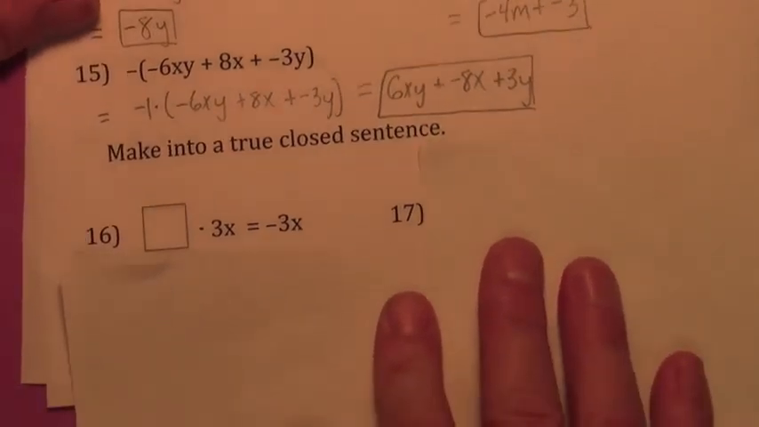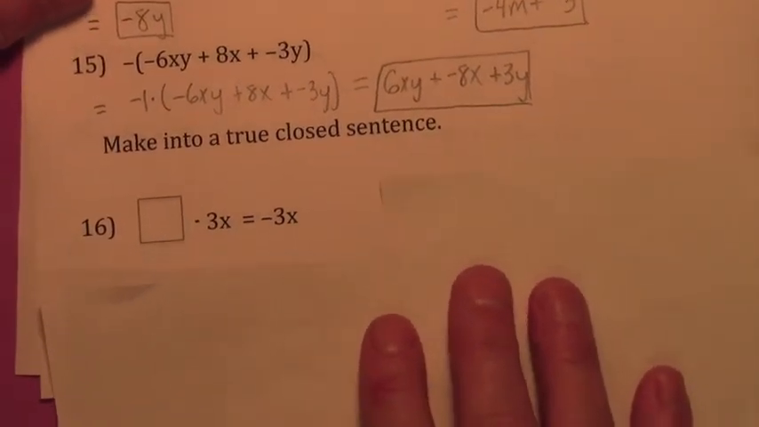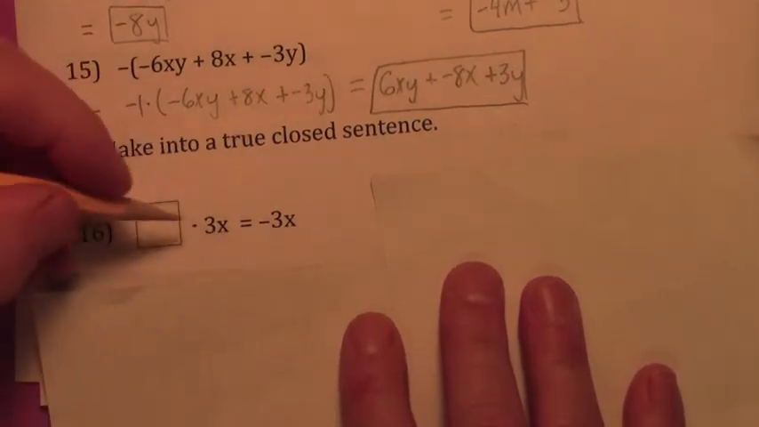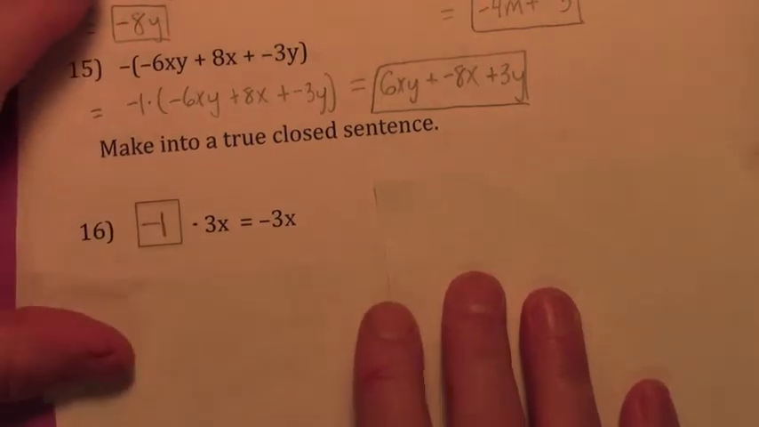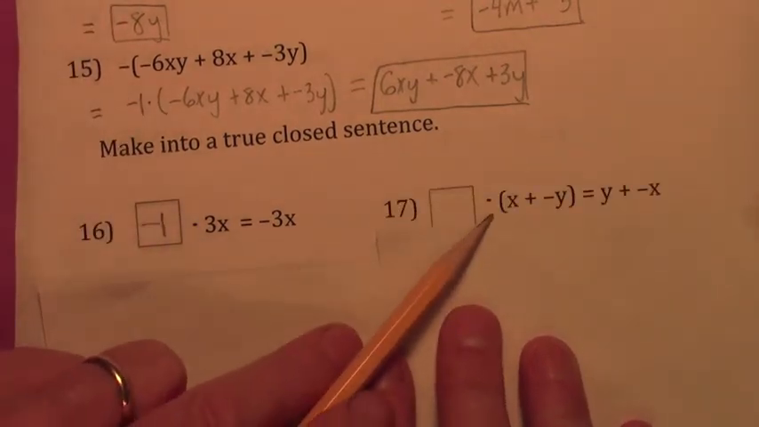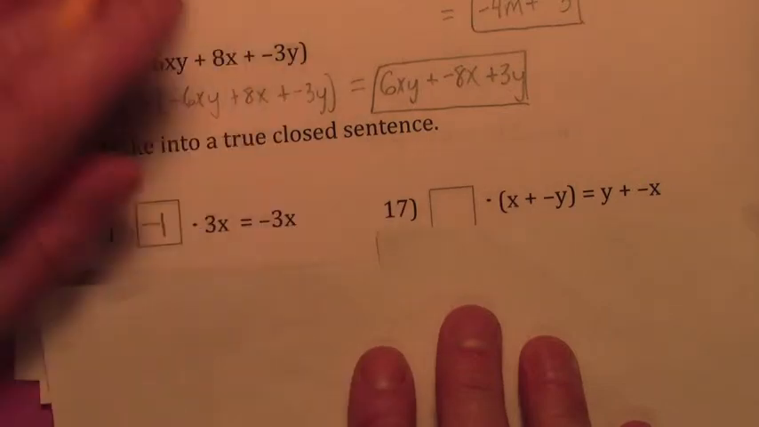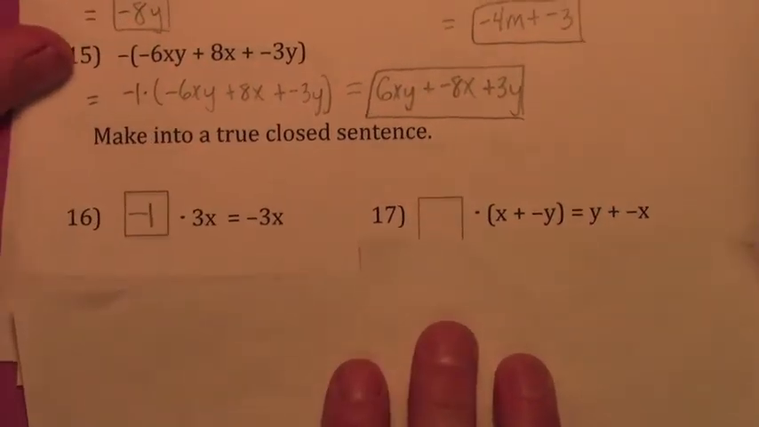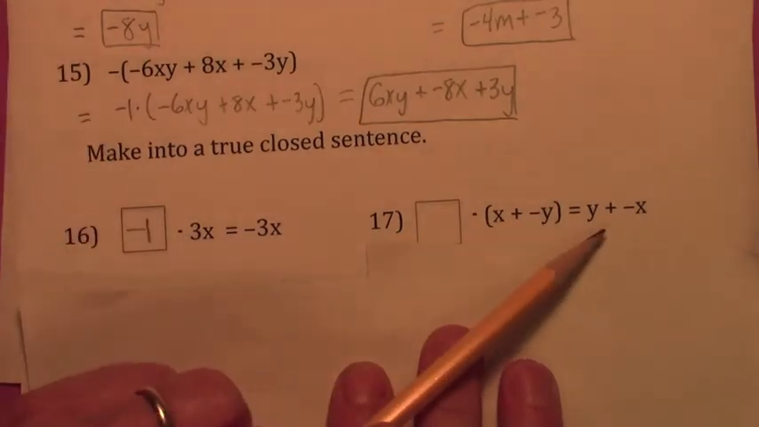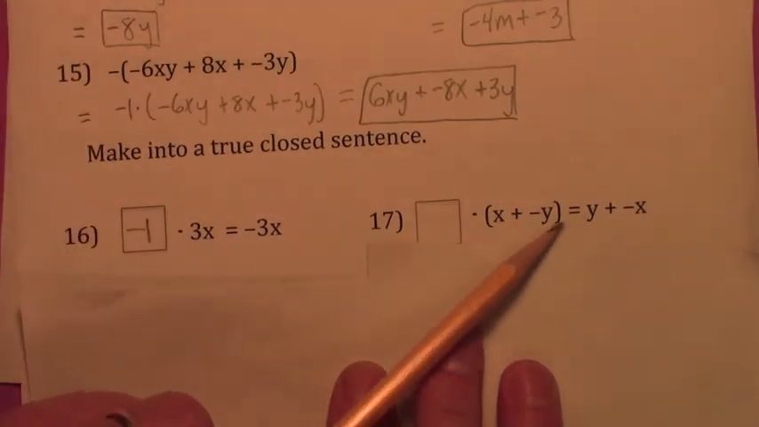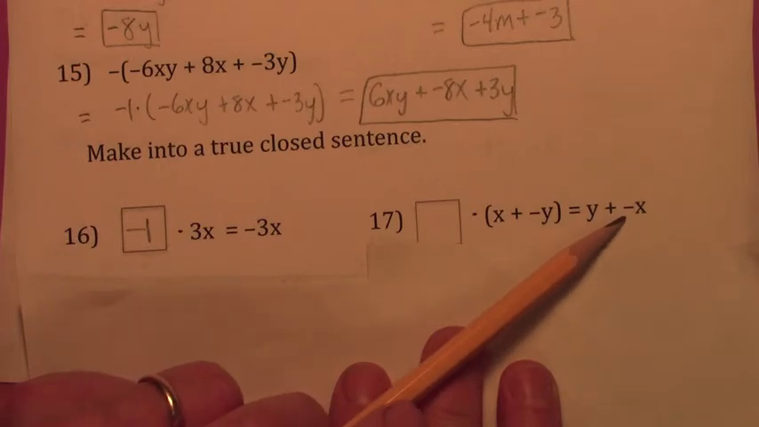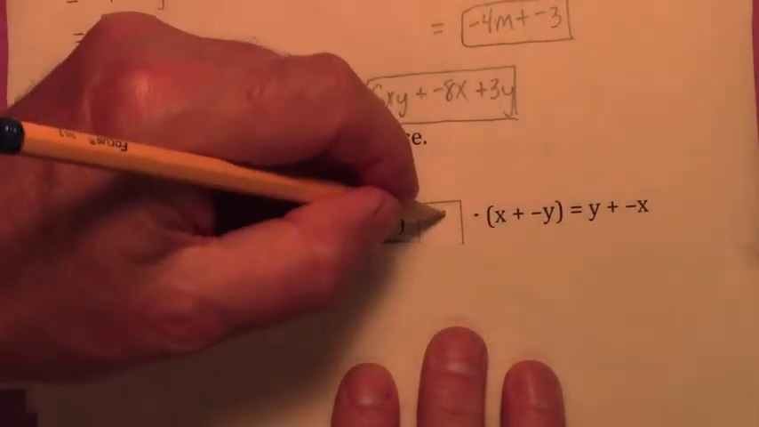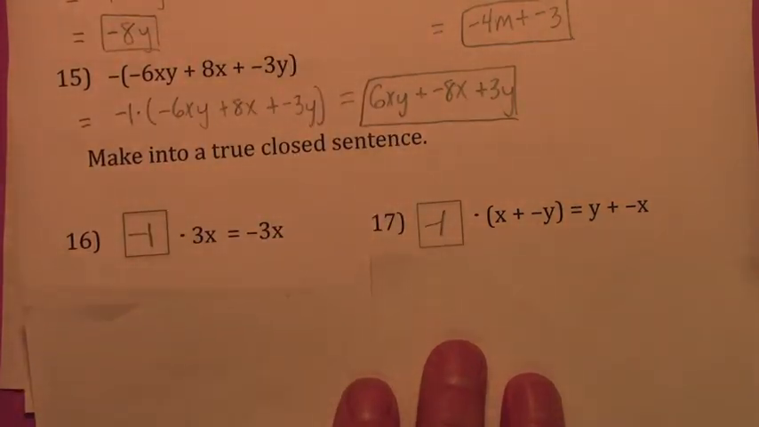We can apply the same concept with open sentences. It says make into a true closed sentence. What do you multiply 3x by to get negative 3x? Why, it would be negative 1, of course, right? What do you multiply the quantity x plus negative y by to get y plus negative x? This is a little sneaky because you've actually changed the order here, but what you do recognize is the y becomes positive and the x becomes negative. So what number would flip the sign? Negative 1, of course, you're multiplying both of them by negative 1.